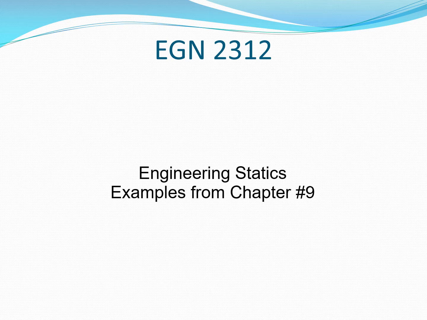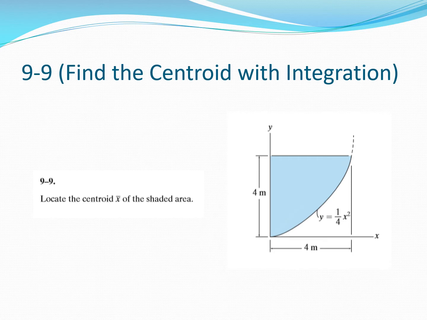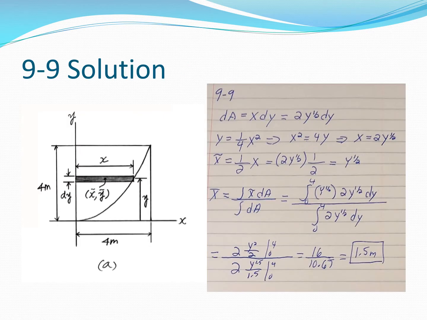Take a look at some examples from chapter 9. So here's a typical example for the first part of chapter 9, find the centroid with integration. In this particular problem, they're asking us to find the x bar of the shaded area given there. So part of a circle, you can see there's an equation for the line, and it goes from 0 to 4 both in the x and the y direction.